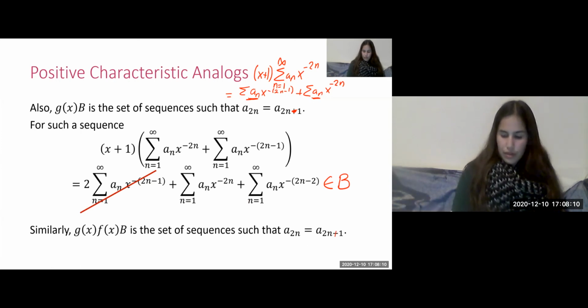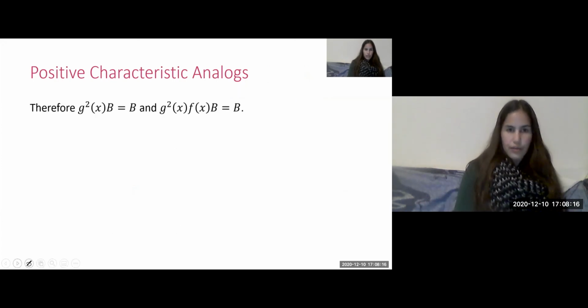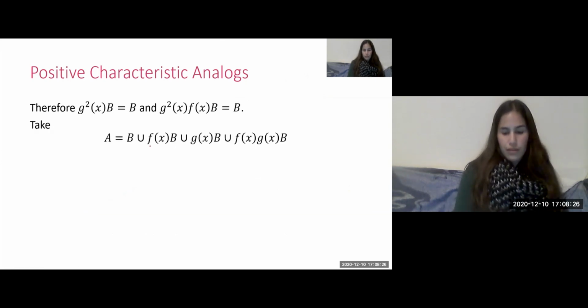It doesn't really, and you can do the calculations yourself, but in short, you would get that g squared of xb is equal to b, and g squared f of xb is also going to be equal to b. So now let's take this set A, which is going to be b union f of xb union g of xb union f of x g of xb. I claim that this is going to be invariant, and that's pretty easy.